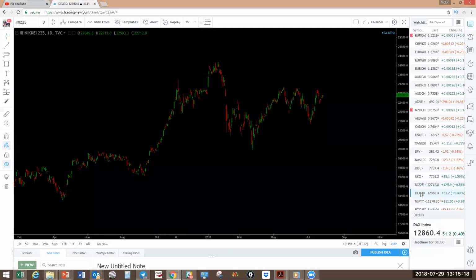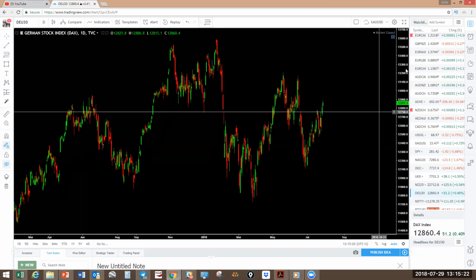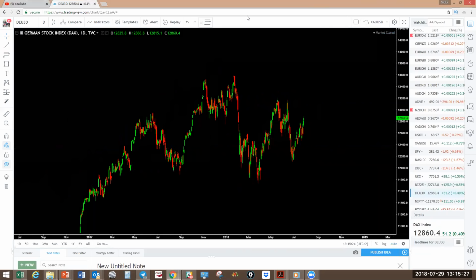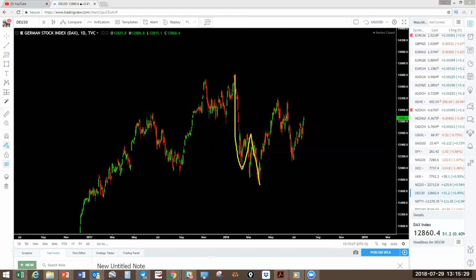The DAX, okay, looking at the DAX, same three waves down, 1, 2, 3 with a V pattern. Now we're looking at this, a move to the upside, 1, 2, 3, correction, and we're looking for this move to the upside. So we're just looking for a correction here and continuation to the upside.